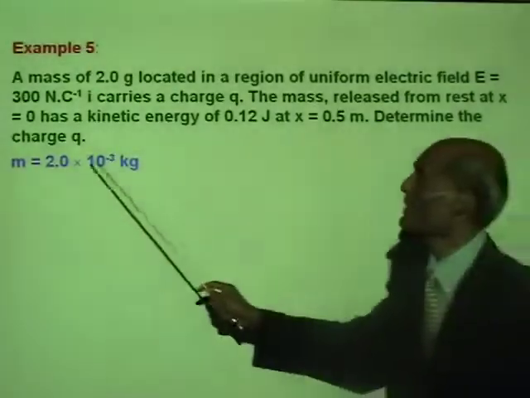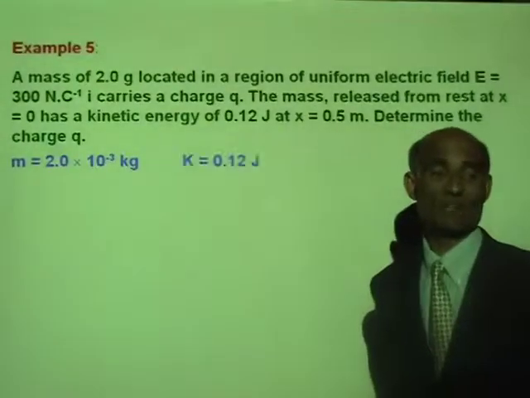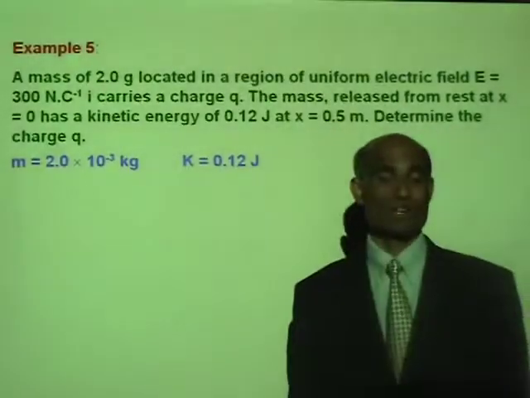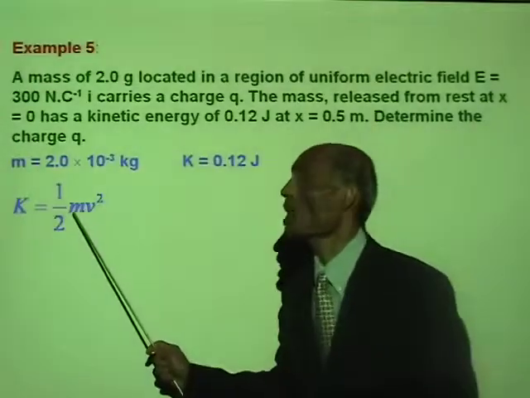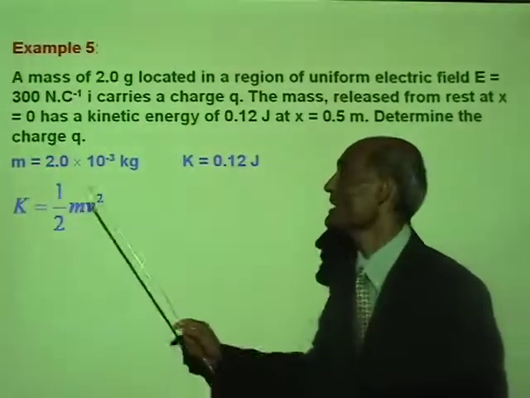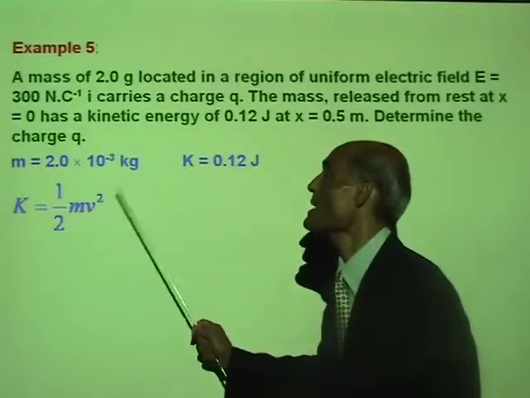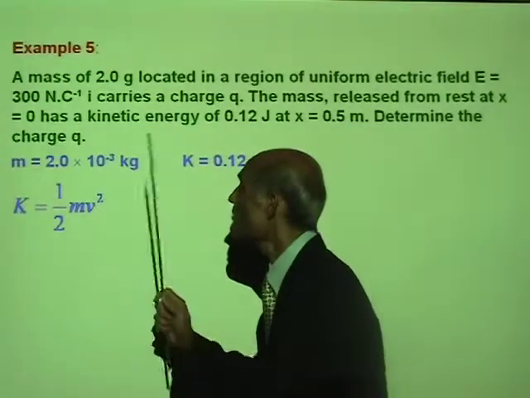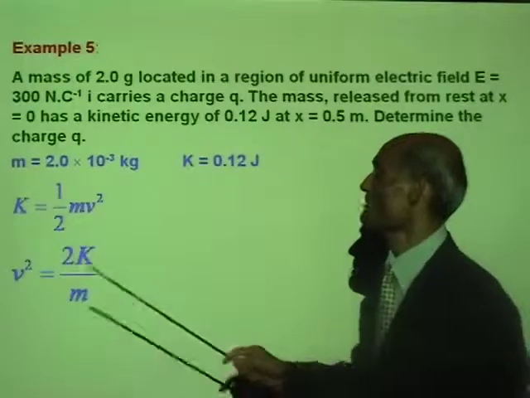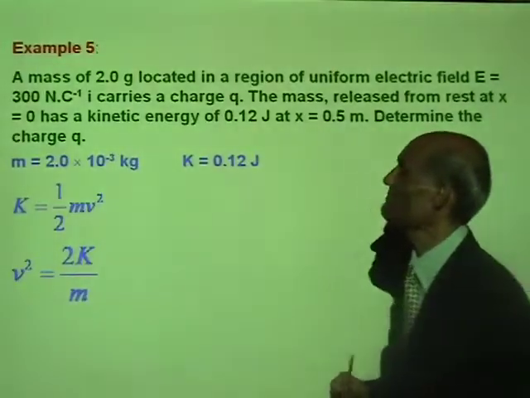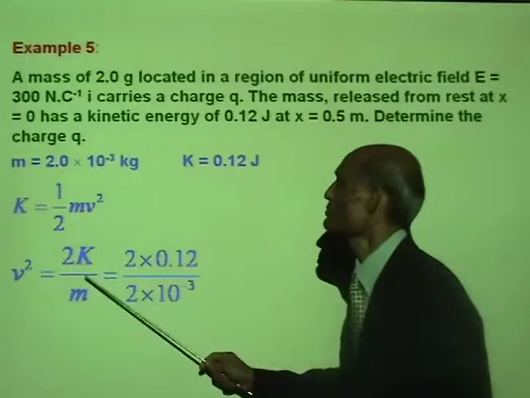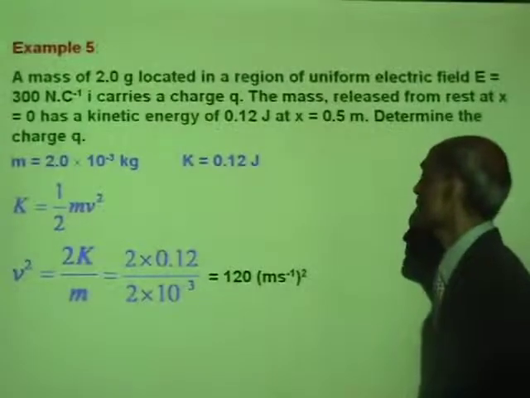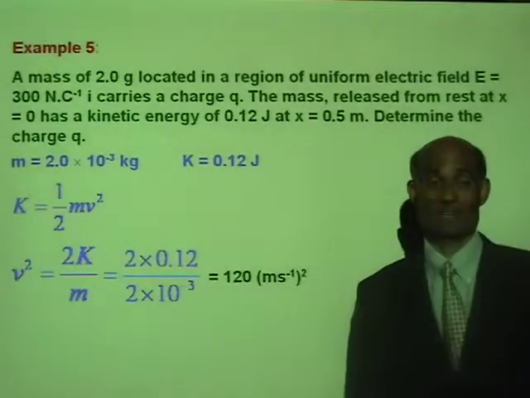Okay, the mass is 2 times 10 to the negative 3 kilogram, and the kinetic energy is 0.12 joules. What is the kinetic energy of an object that moves with the velocity v? K equal to 1/2 mv squared. Now, you know K, you know m, therefore we can find v. V squared equal to 2K divided by m, and use the values of K and m, you get v squared equal to 120 meter squared per second squared.